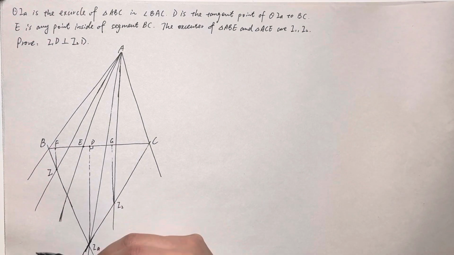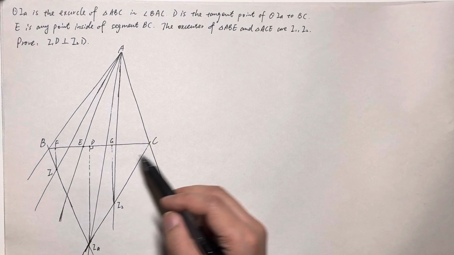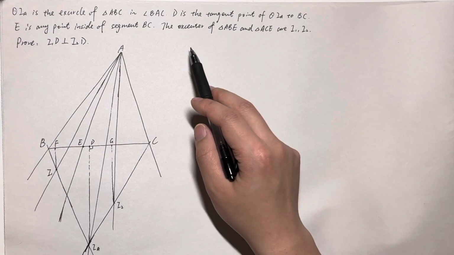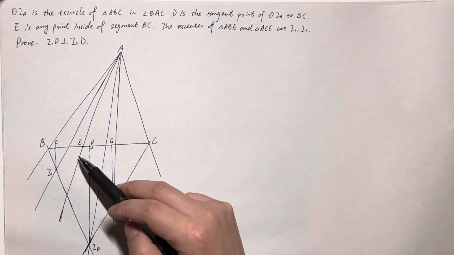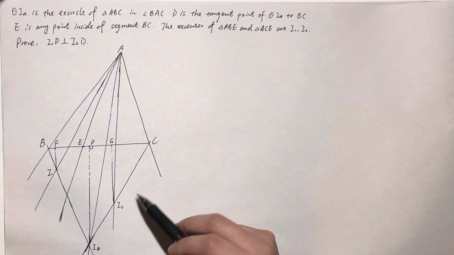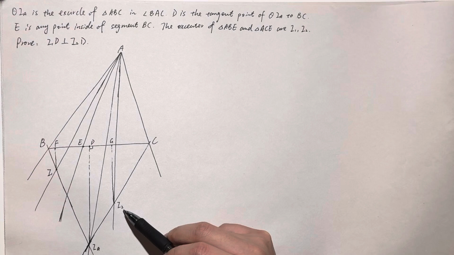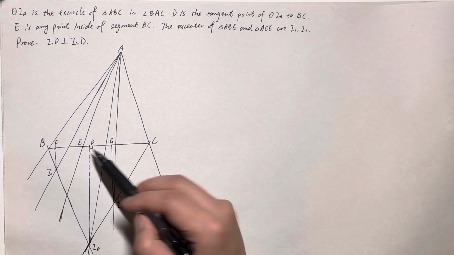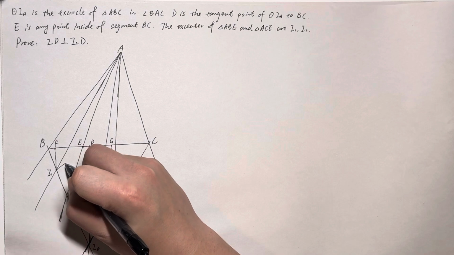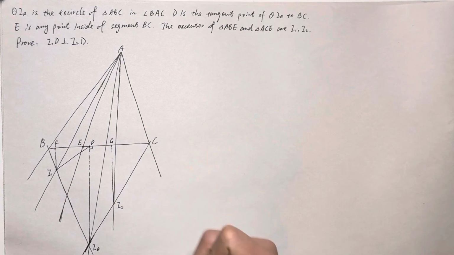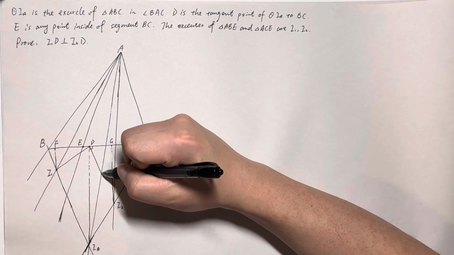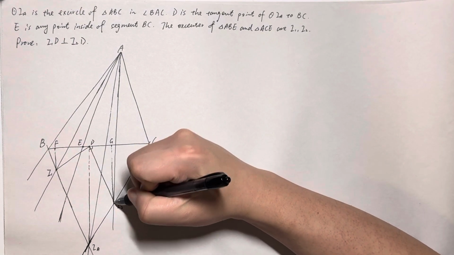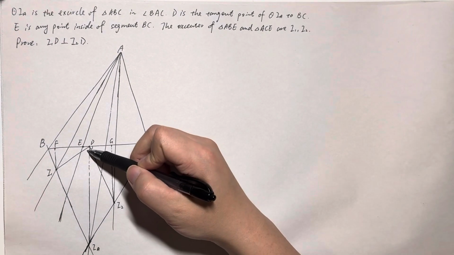E is any point inside of segment BC. The excenters of triangle ABE and triangle ACE are I1, I2. Prove that I1D is perpendicular to I2D. Okay, we want to prove this is 90 degrees.